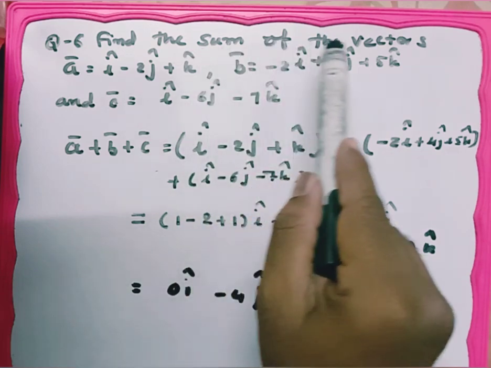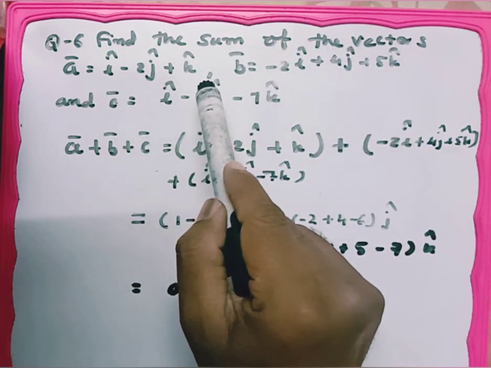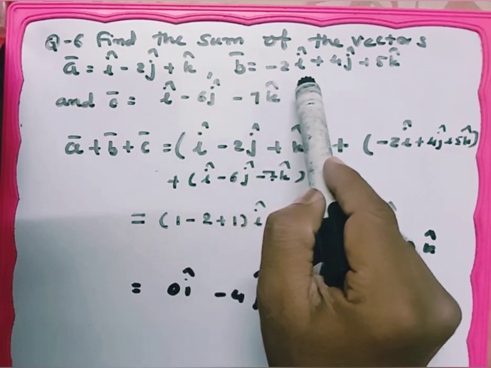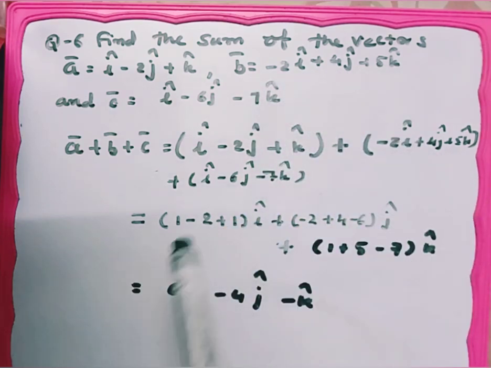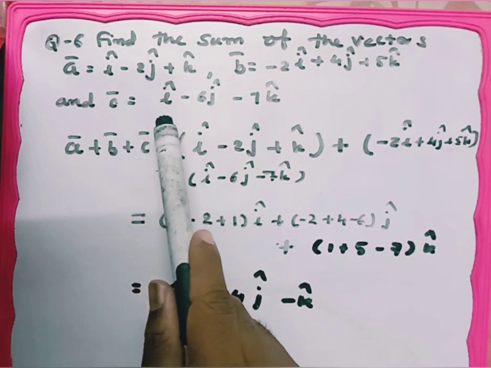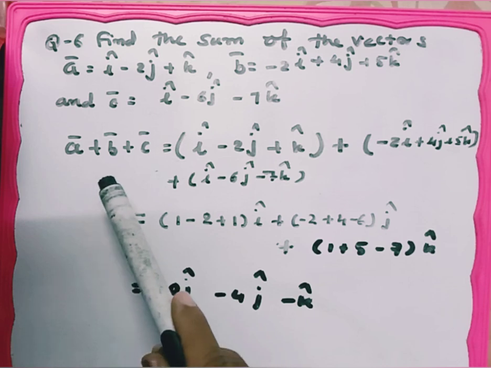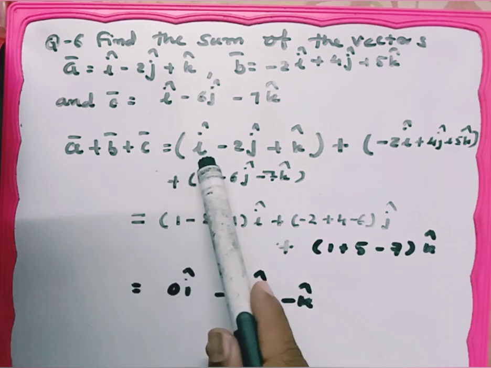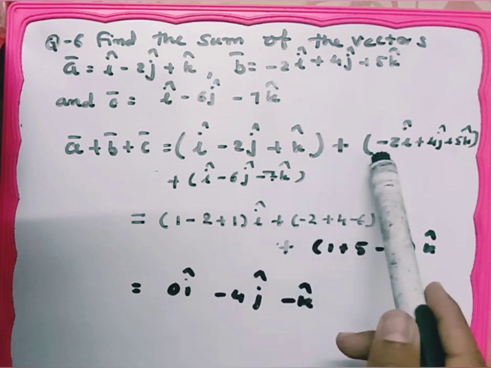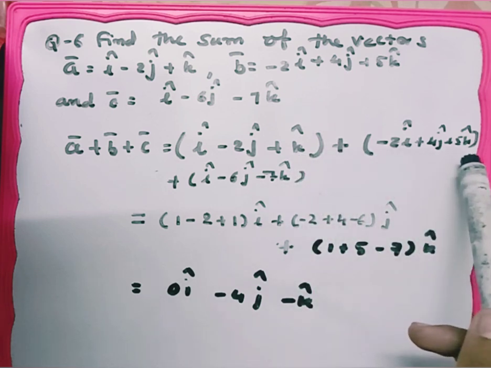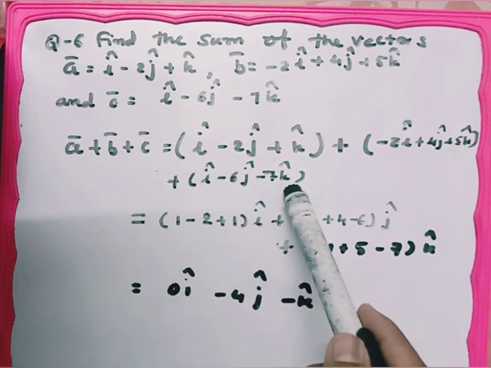Question 6, we have to find the sum of the vectors: a bar equals i caret minus 2j caret plus k caret, b bar equals minus 2i caret plus 4j caret plus 5k caret, and c bar equals i caret minus 6j caret minus 7k caret. And so a bar plus b bar plus c bar equals i caret minus 2j caret plus k caret plus minus 2i caret plus 4j caret plus 5k caret plus i caret minus 6j caret minus 7k caret.